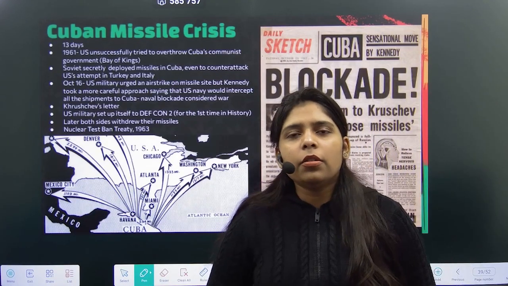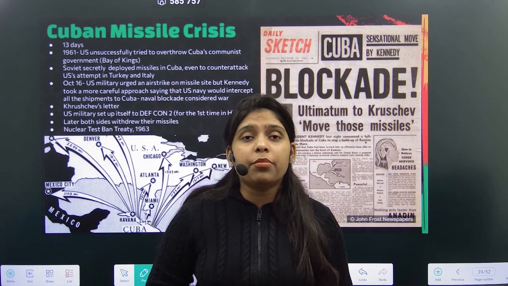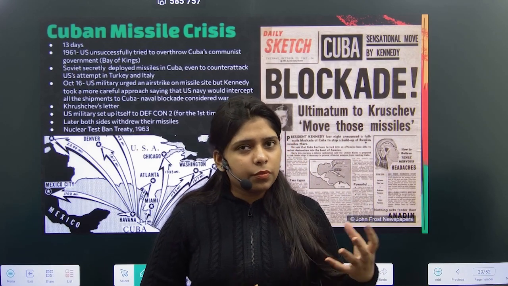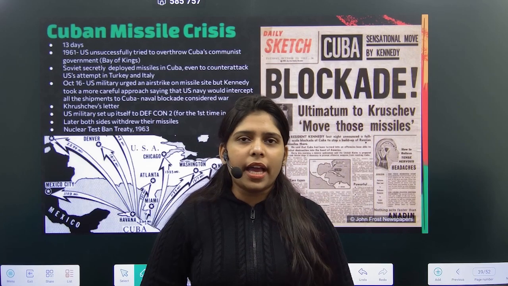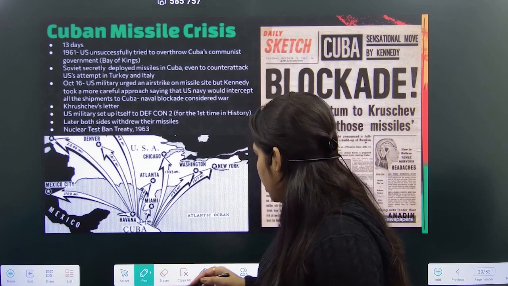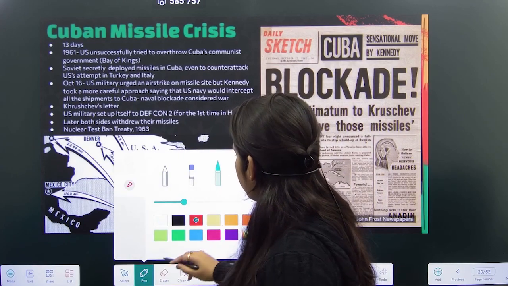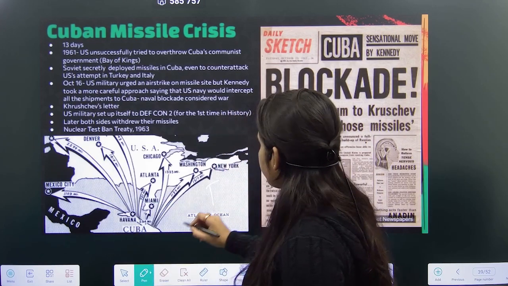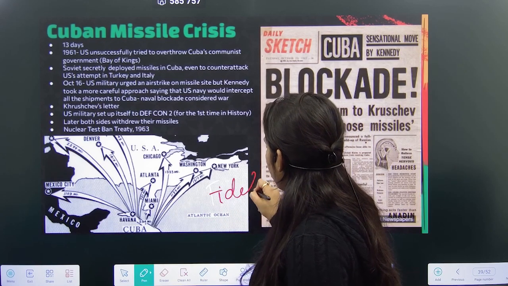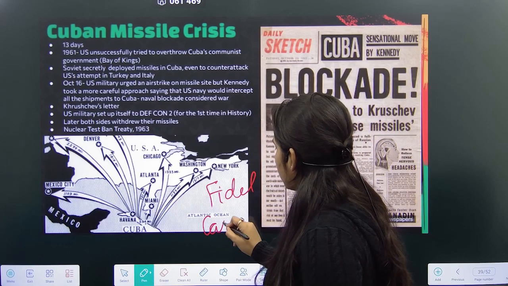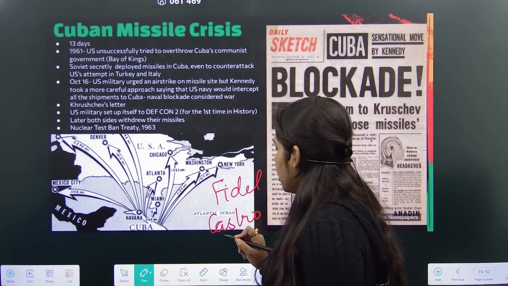All right, so next, talking about a very important event when it comes to the Cold War era, the Cuban Missile Crisis. Now try to understand the background over here. We discussed that in Cuba, we had the communist government under Fidel Castro. This is what we discussed.